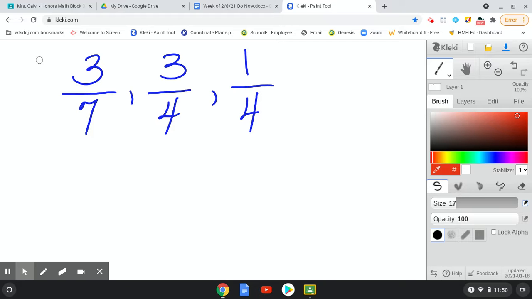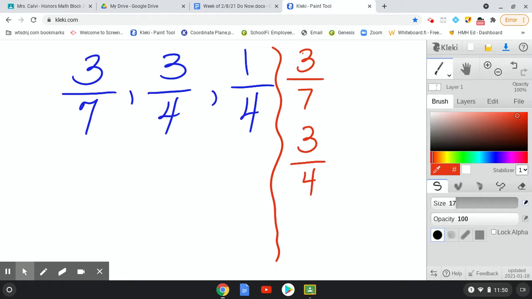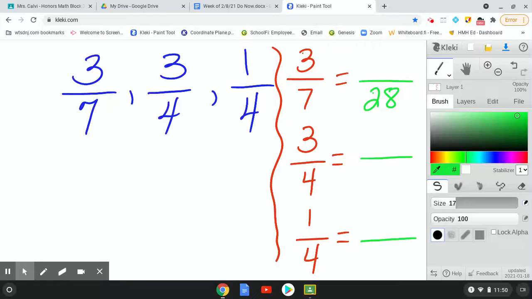So I am going to just line them up vertically. Give me some space here. So 3/7, 3/4, and 1/4. So I'm looking to see what denominator do they all have in common? So 4 and 7. Well, I know that 7 can go into 28 and so can 4. So a common denominator for all three would be 28. Well, 4 times 7 gives me 28.